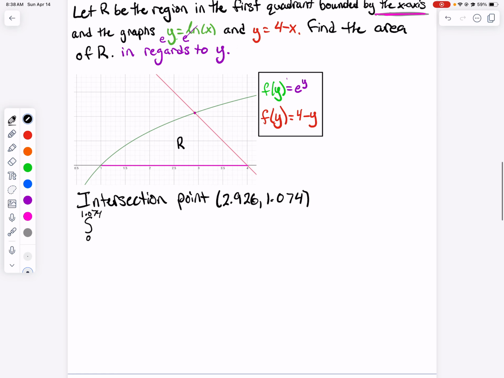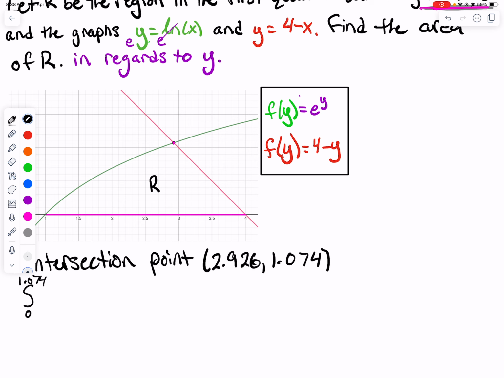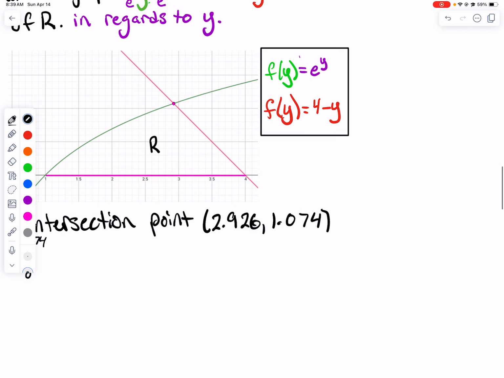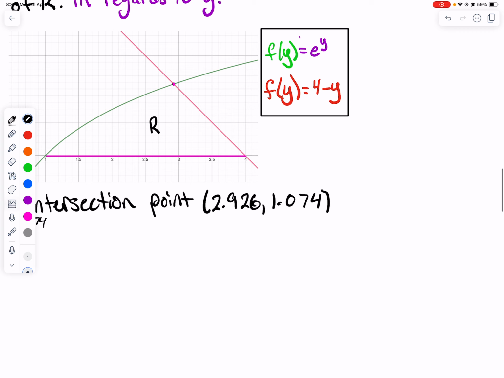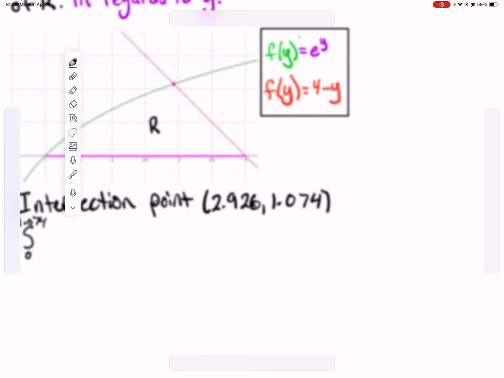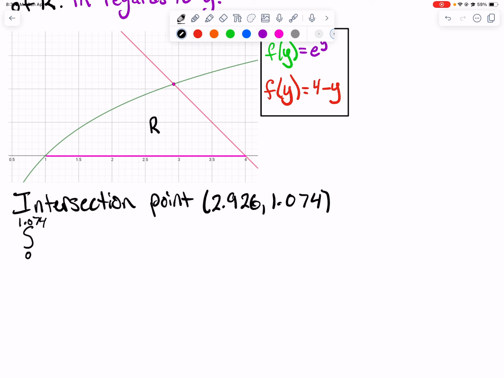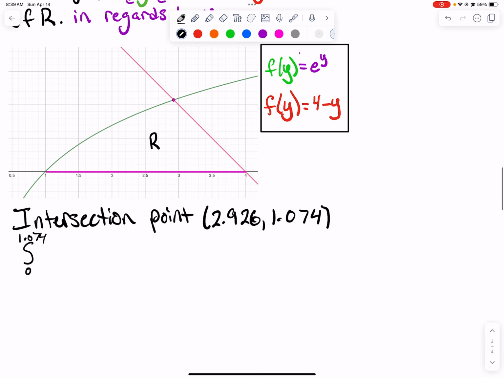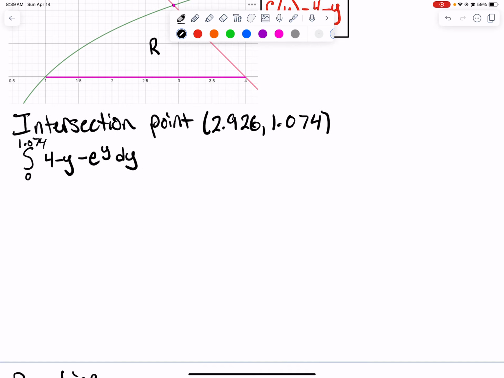Now we have to set up our antiderivative. Which function is the right function versus the left function? The right function is the red function, f of y equals 4 minus y. So we are at 4 minus y minus our left function, which is e to the y, dy. Can we simplify this at all? The answer to that is no, we can't. So we're going to jump right into the next step.